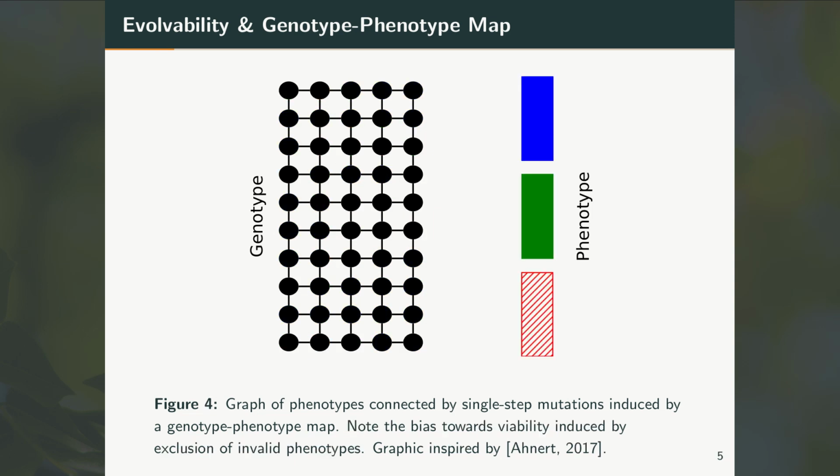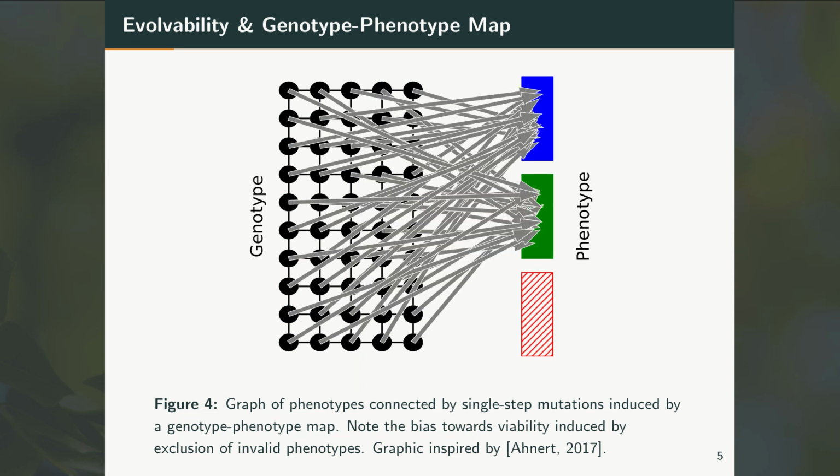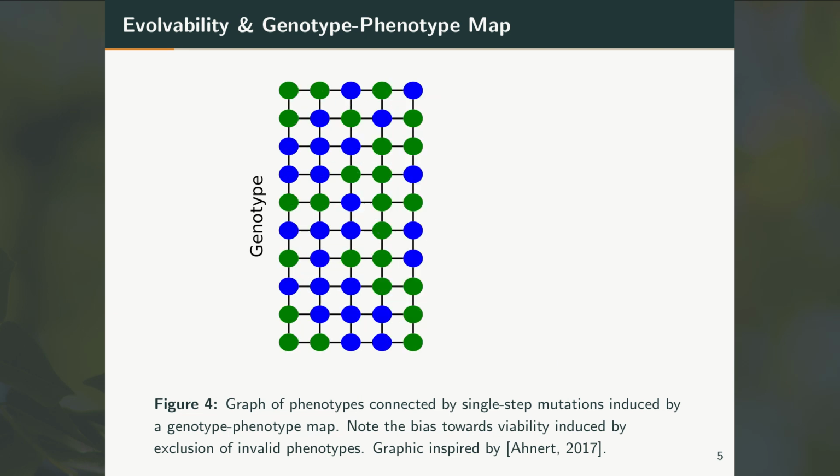So let's take a look at another example. We can exclude the non-viable phenotype in our genotype-phenotype map. And now we have a mutational network where we can bump around as much as we want, and we'll always have viable phenotypes. So this helps us with the viability side of the evolvability question.